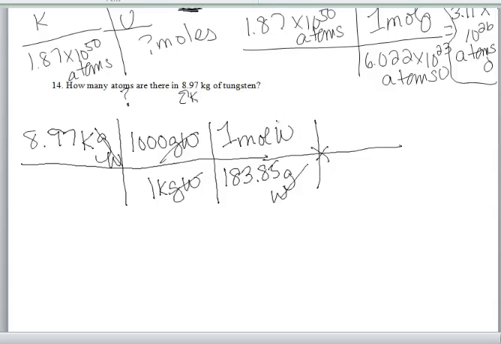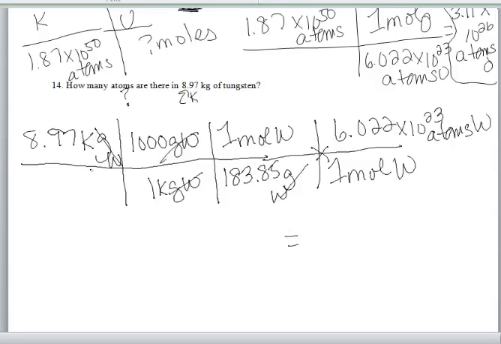And then last but not least, we're almost there. It wants to know atoms, so I have to do one more step. 1 mole of tungsten is going to go on the bottom. 6.022 times 10 to the 23rd atoms is on the top. When I do this math, I'm going to go left to right here just to show you. I take 8.97, multiply it by 1,000, take that answer and divide it by 183.85 because it's on the bottom. Take that answer and multiply it in parentheses by 6.022 times 10 to the 23rd.